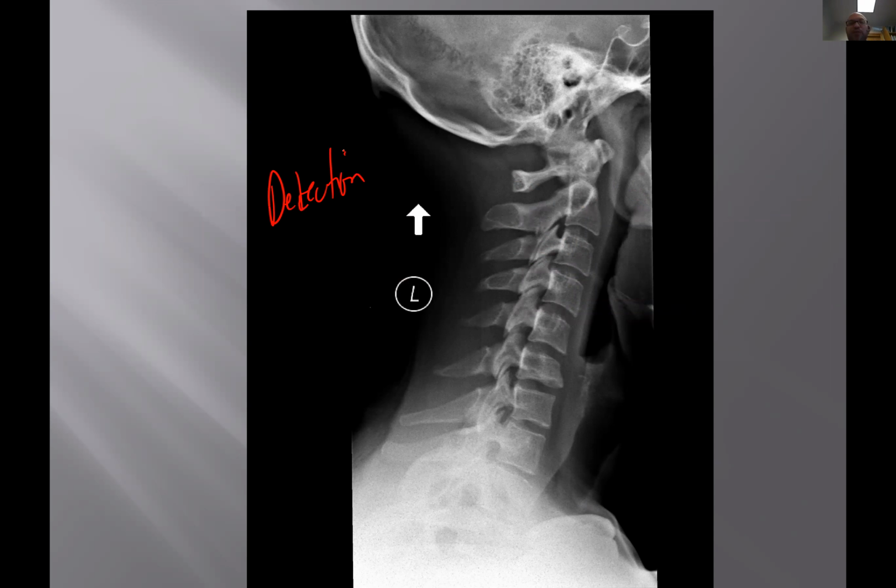All you got to do to detect here is tell me what level, C2, C3, C4, C5, C6, C7, you get the idea. What level would you peg as the main level of abnormality? Anybody, just tell me what level you're looking at. C6. Yeah, I agree. I'm with you guys right in there.